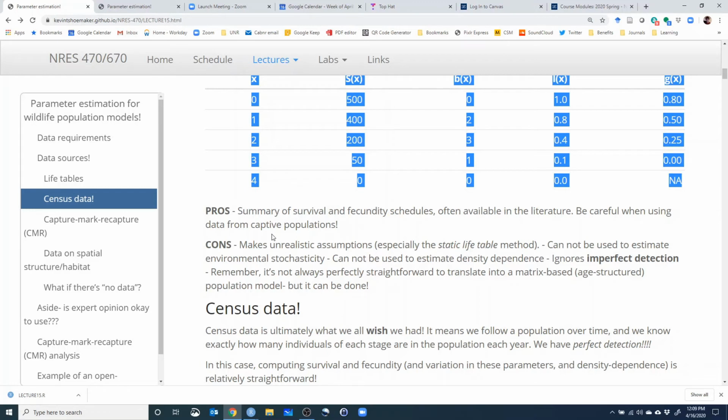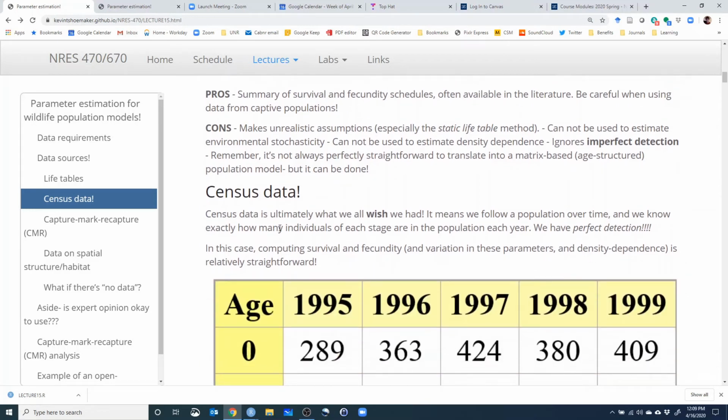So the cons, again, of life tables: unrealistic assumptions. We can't really estimate environmental stochasticity because it just represents one snapshot in time. We oftentimes don't have any information to go on to estimate environmental stochasticity from that. And we can't estimate density dependence because, again, it's one snapshot in time. Unless we have multiple life tables that represent the population at different densities, we can't really estimate density dependence from a single life table.